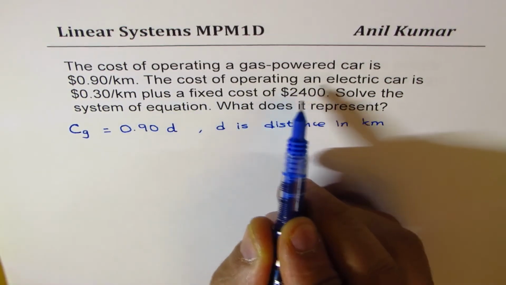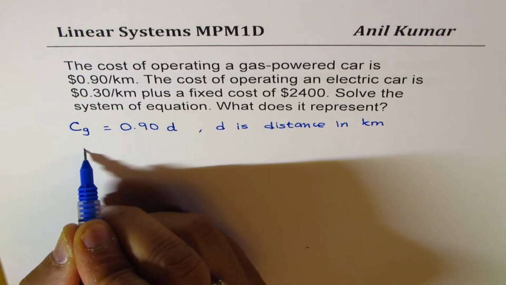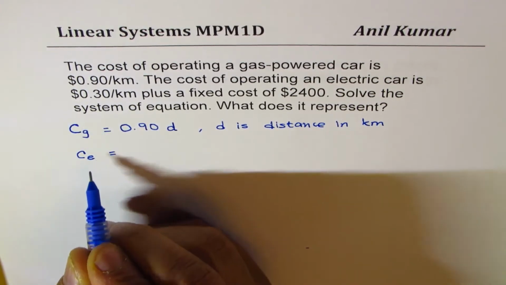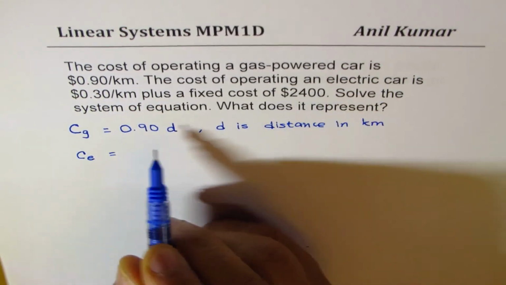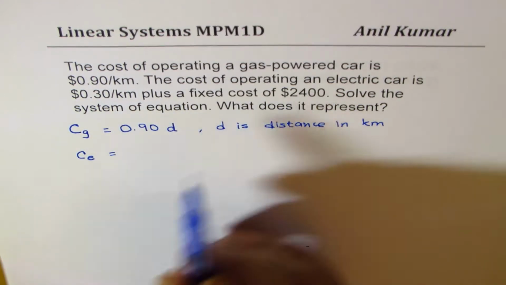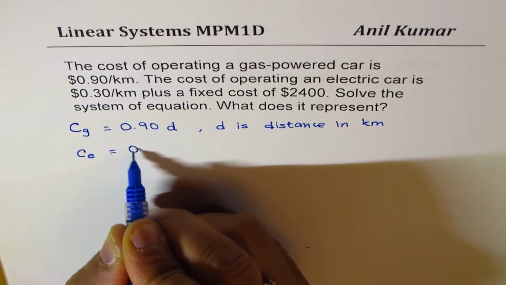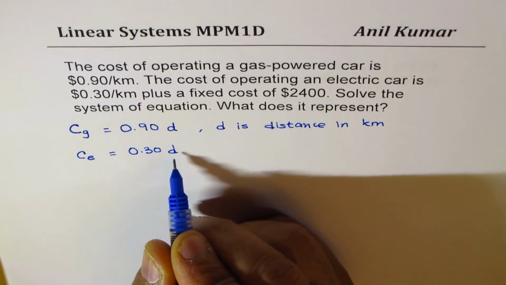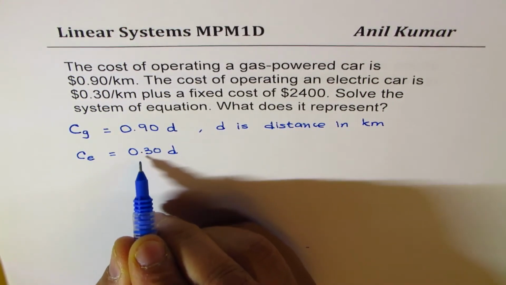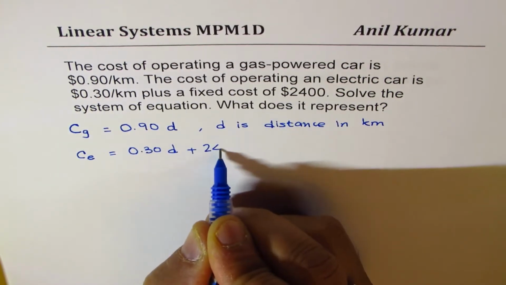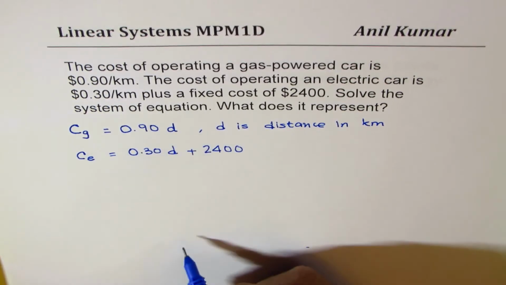The cost of operating an electric car is, so for electric car, let me write CE, C for cost, E as a subscript for electric car, is 30 cents per kilometer plus a fixed cost. So it could be written as 0.30 d for distance, right, per kilometer. So it becomes cost or rate into distance plus the fixed cost of $2,400. So these are the two equations which we have to work with.